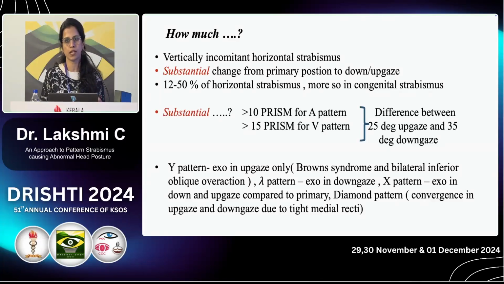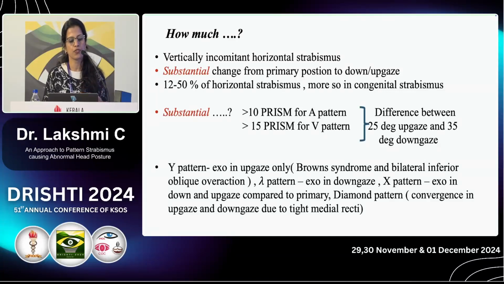So what is the substantial? 15 prism for a V pattern, 15 prism of difference between the horizontal deviation in up gaze and down gaze for a V pattern, and 10 prism for A pattern. And the measurement is done at 25 degrees up gaze and 35 degrees down gaze by tilting the head in the chin up and chin down posture.